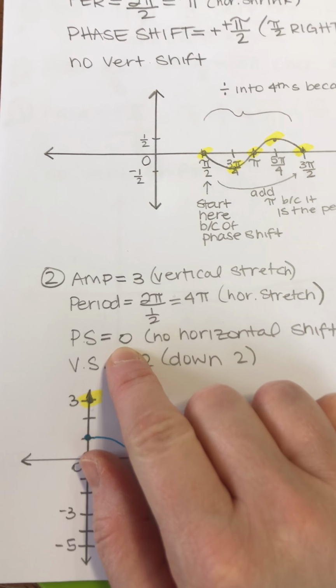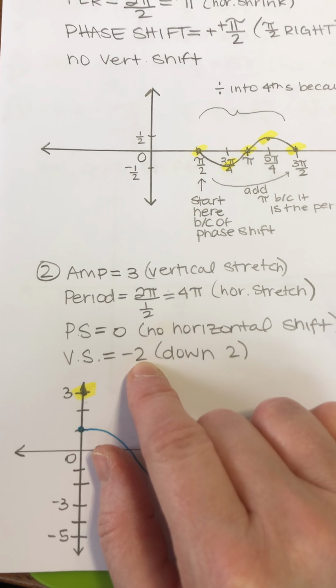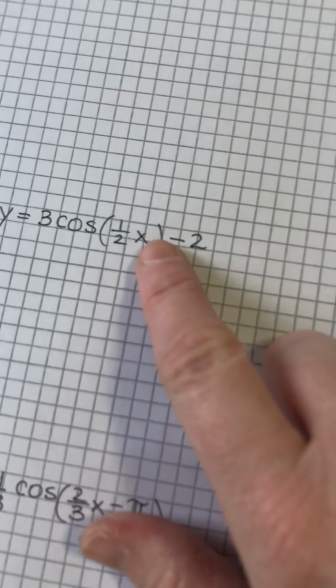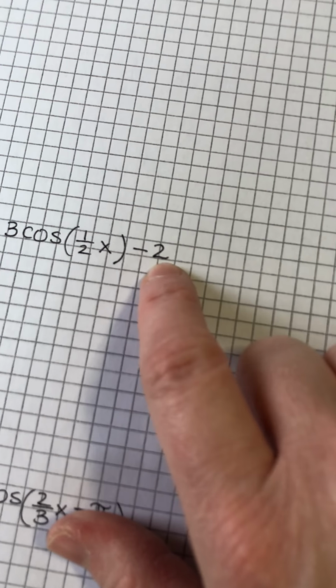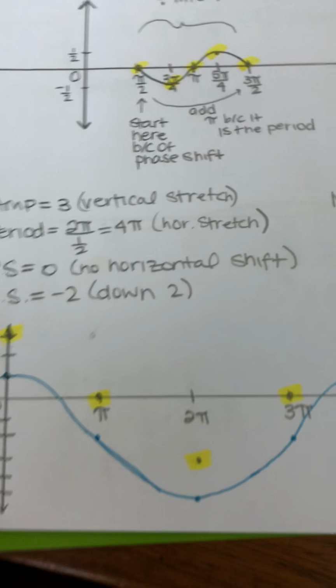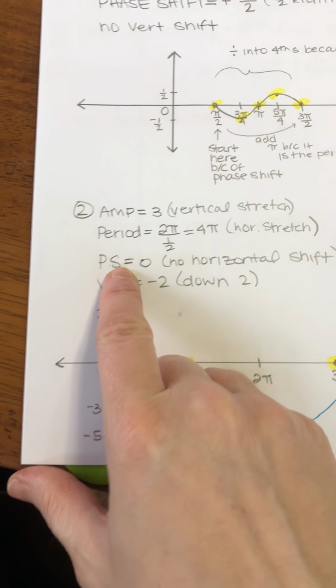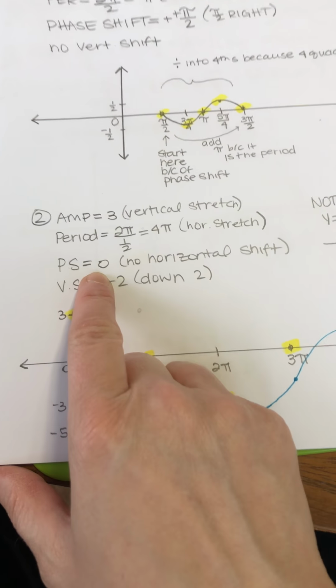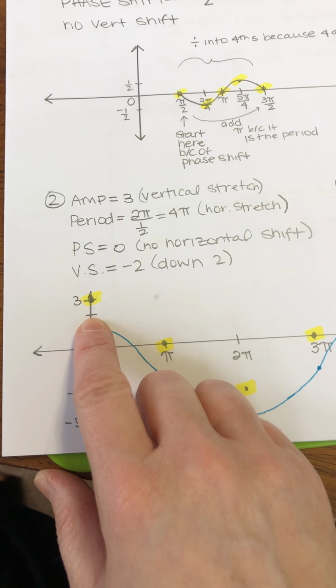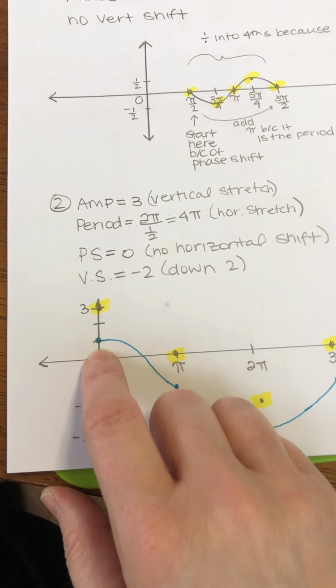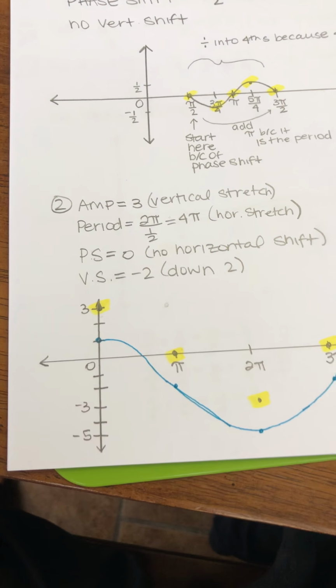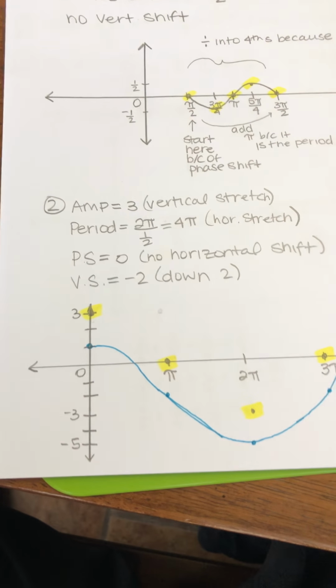There is no phase shift because there is no c, but this one does go down 2 units. So again, no c value, but it does have a d value. Okay, so this one, we start with the phase shift. Since there is none, we're going to start at the origin. Okay.